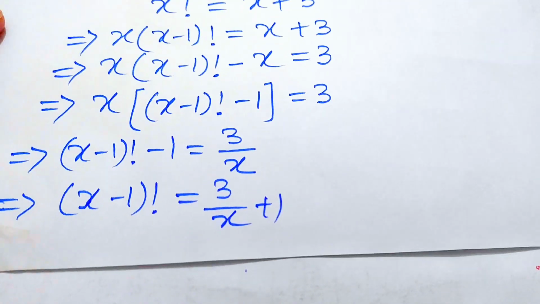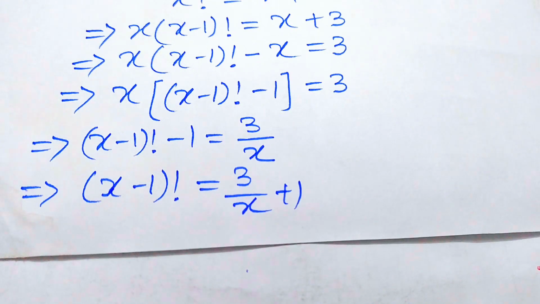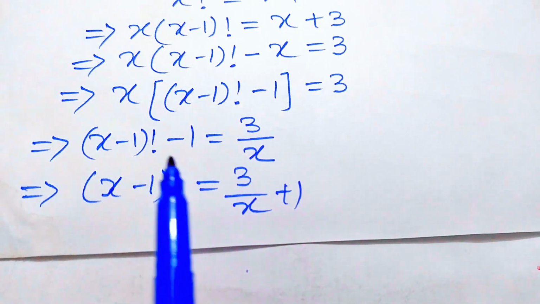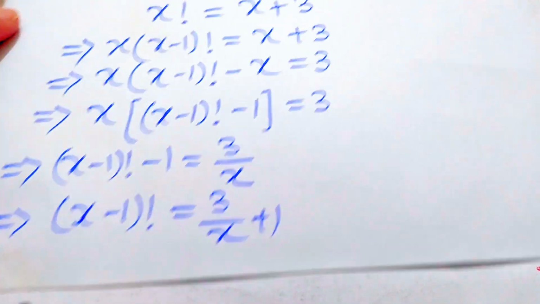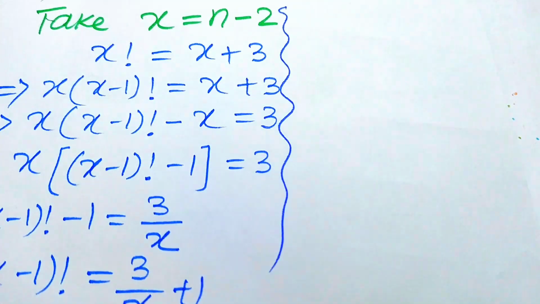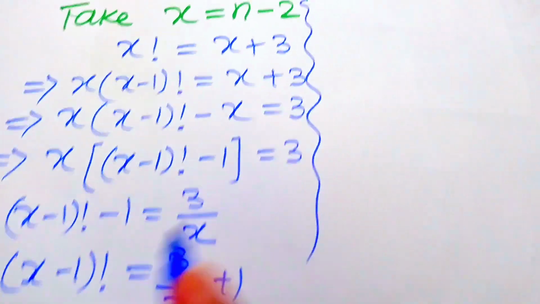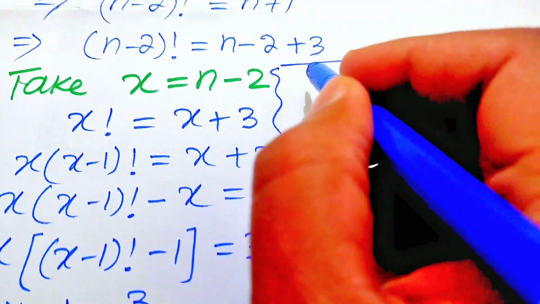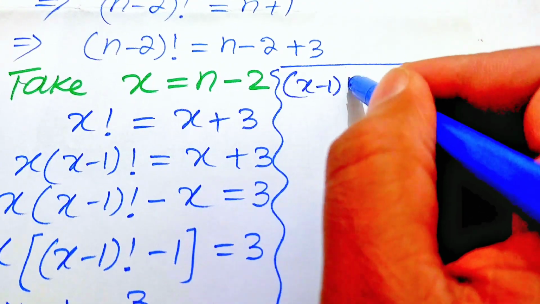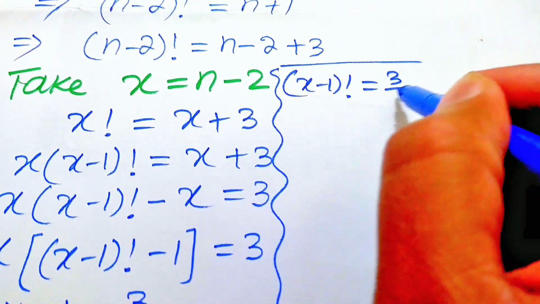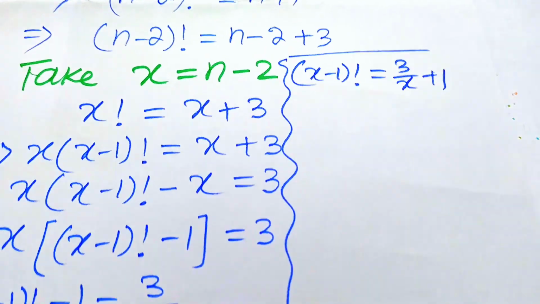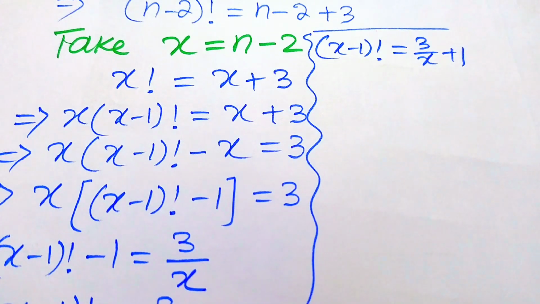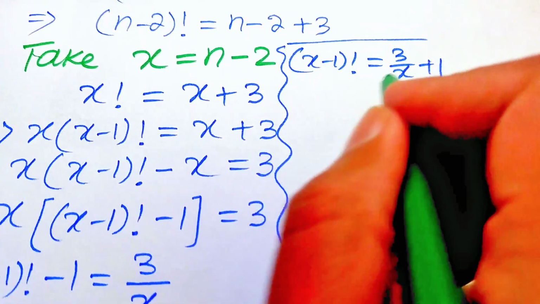So in the next step, we just find the values of x by inspection, and we find those values of x which satisfy this equation. So now we copy down this equation here, and we write it as (x minus 1)! equals 3 over x plus 1. So now we put in some values of x, and we check which value satisfies this equation.